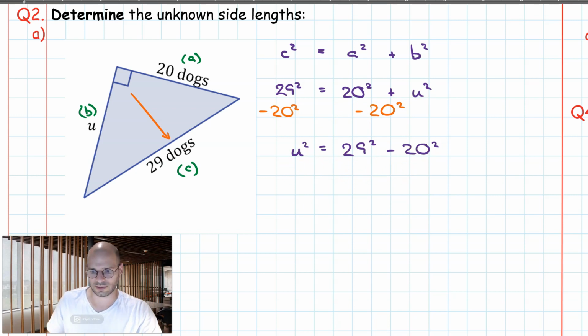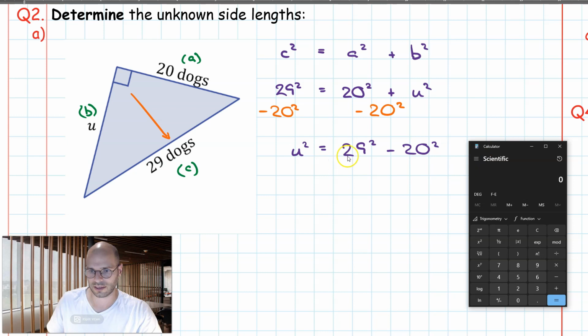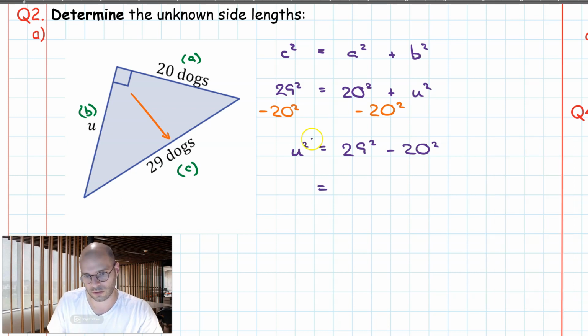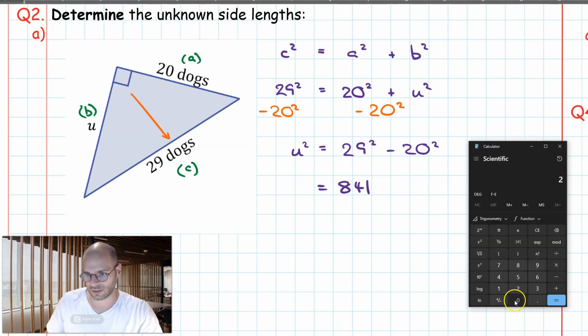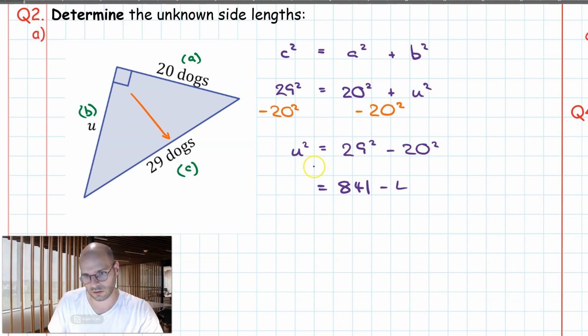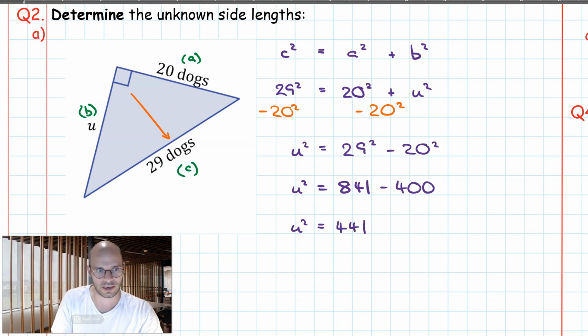To do this, I come to my calculator and I just key in the values. So 29 times 29 will give me 841, and the next one, 20 squared, should give me 400. I still have U squared on the left. Working my way down, I have 841 take 400, that's going to be 441. And now I want to know the result of U, not U squared.